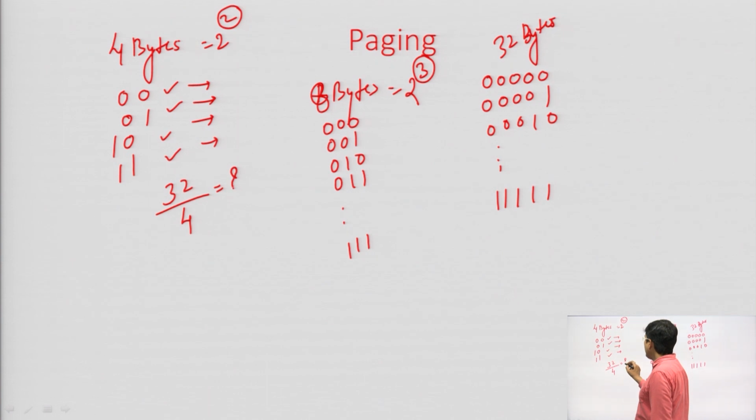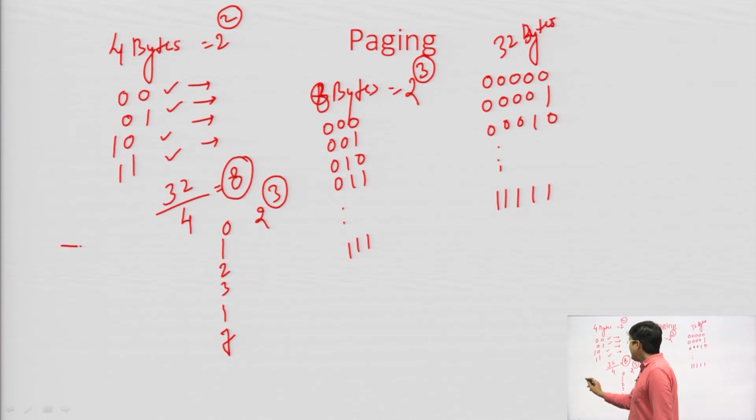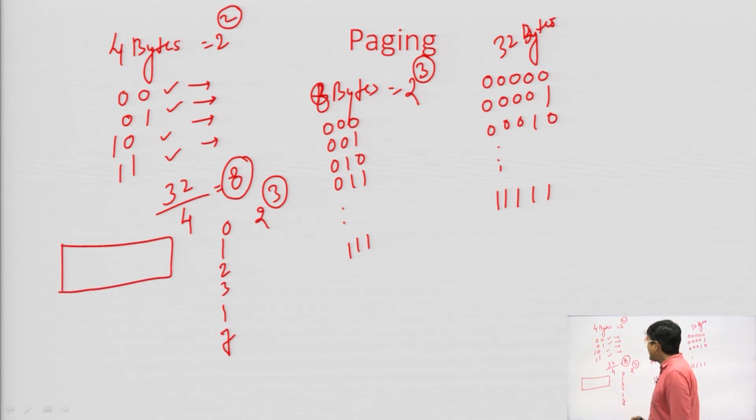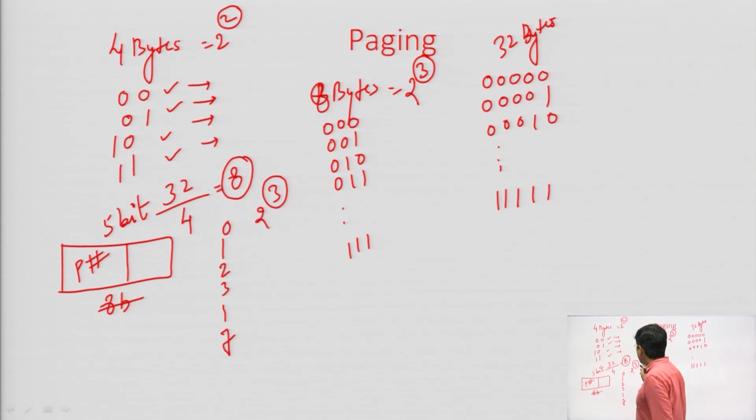So, the number of pages are 8. Those pages can be numbered as 0, 1, 2, 3 and so on and so forth 7. Since this is 8, so 2 cube means 3 bits can be specified for referring to the page number. So, if you consider that the 32 bytes are there in my process, then 5 bits are specified for addressing any byte, out of which 3 bits are used to refer to the page number. Why 3 bits? Because there are 8 pages. 8 pages will be numbered as 0 to 7, and if you write in binary, then 0 to 7 can be represented in 3 bits.